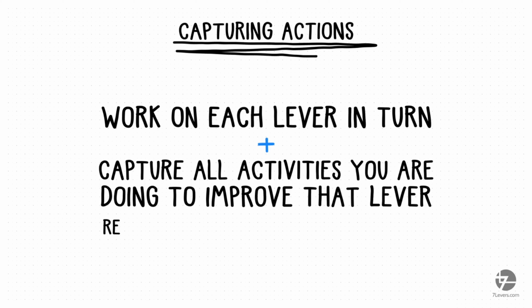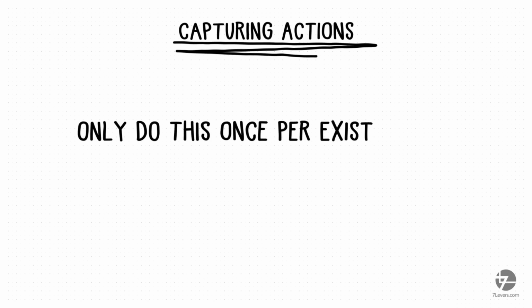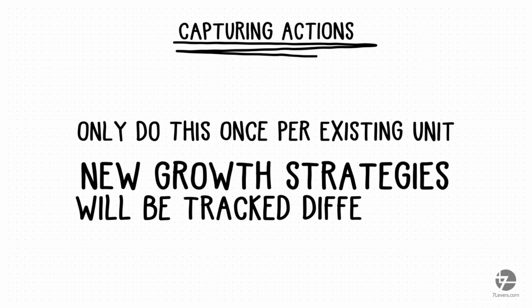Now, you can refer back to the list that you created when you did your clarify step of what actually each lever represents, just to make sure you're capturing the right thing in the right place. And this step, just like clarify, is something that you should only need to do once per business unit or product line or whatever, once per frame that you set in setting your frame. Anything new that you do, any new growth activities that you want to take, we're going to track those differently, and we'll look at that in the profit growth course. So you're only going to go through this exercise once.